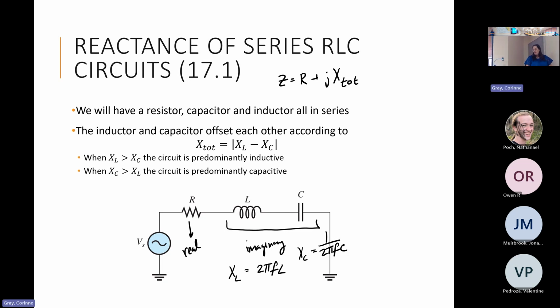So with this, we want to go through and talk about what impedance looks like. How do we have that in rectangular versus polar? But before we do that, any questions so far?